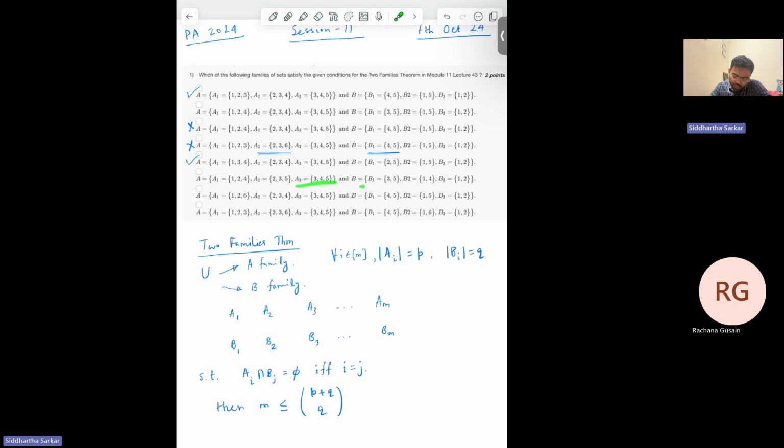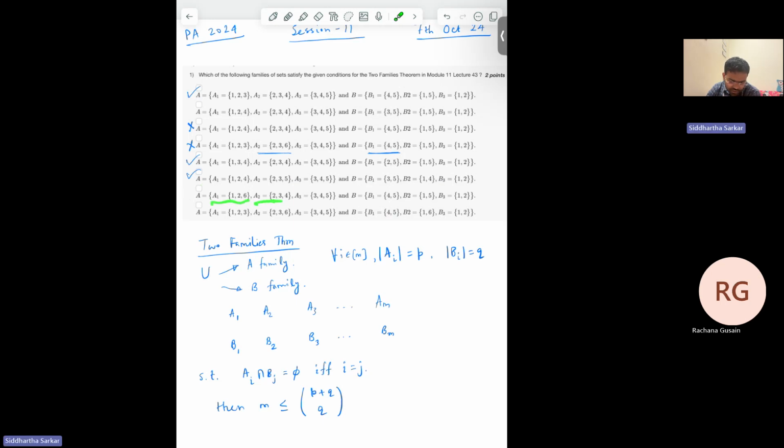Now let's look at A3 and B1. So 3 and 5 are common. So that is non-empty as per the condition. So A3 and B2. Again 4 is common. So that is also a non-empty set. So therefore it's following the conditions of the two families theorem. So we will mark it correct. Is there any doubt? Okay, great. So let's look at the next option.